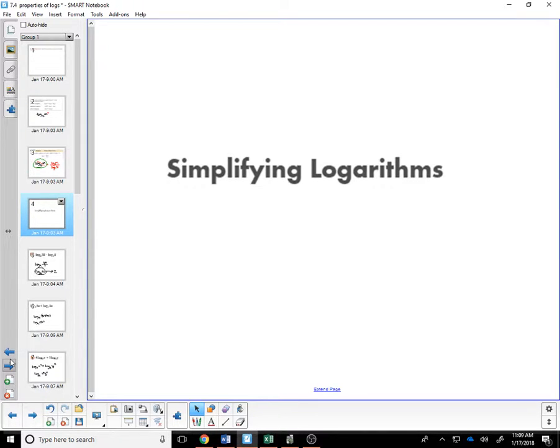And it just takes longer sometimes, and you miss stuff, and we end up doing things more than once. So watch me do it. I'll let you copy, and then we can do another one that I'll let you do on your own. So let's simplify some logarithms.